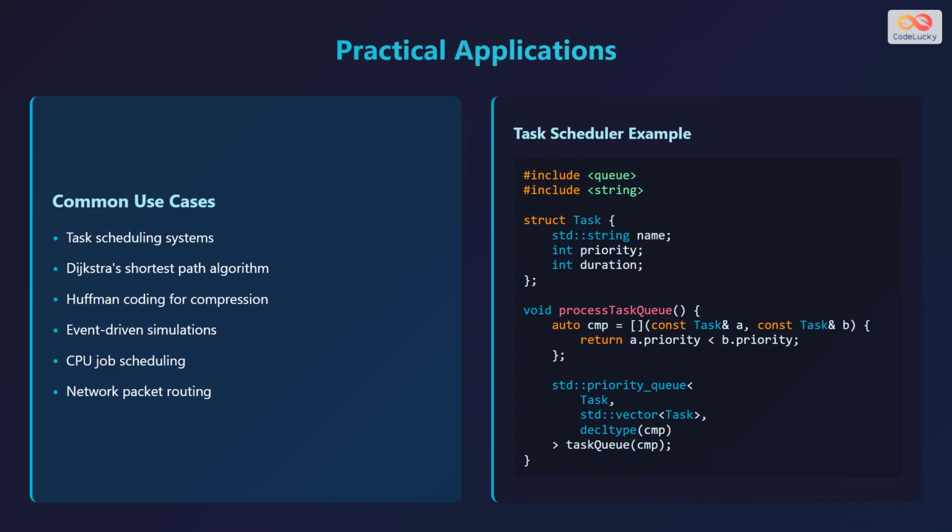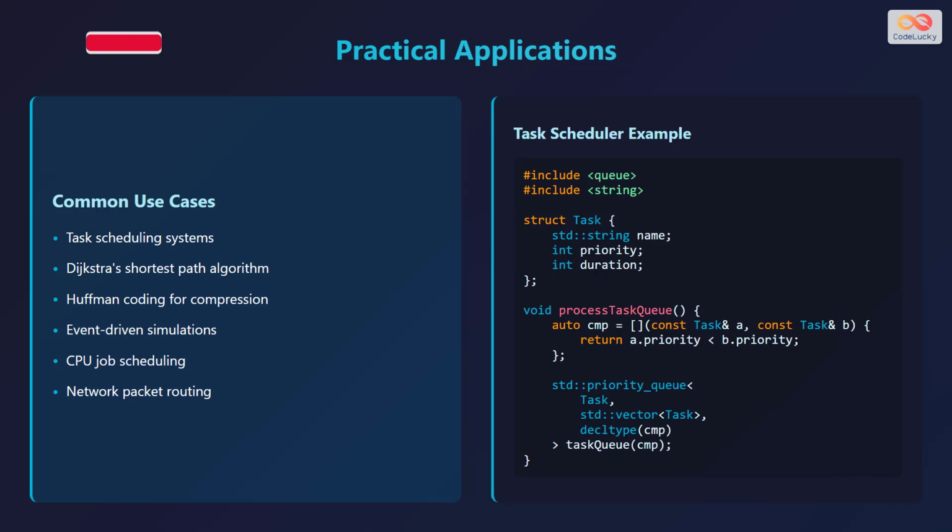Priority queues are used in various practical applications due to their ability to efficiently manage elements based on priority. They are commonly used in task scheduling systems to prioritize tasks based on importance. Dijkstra's shortest path algorithm uses priority queues to find the shortest path between nodes in a graph. Huffman coding for compression uses priority queues to build an efficient coding tree. Priority queues are also used in event-driven simulations to process events in the correct order, and in CPU job scheduling to prioritize processes. Lastly, network packet routing uses priority queues to manage the flow of data packets.